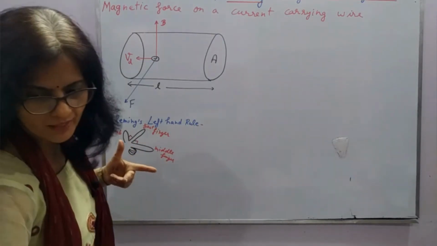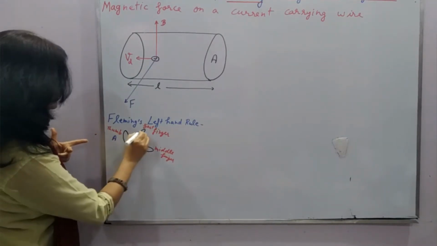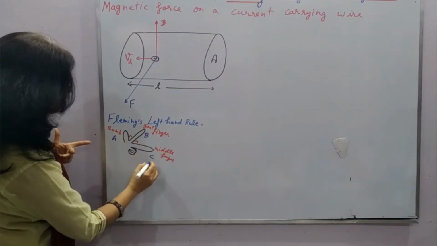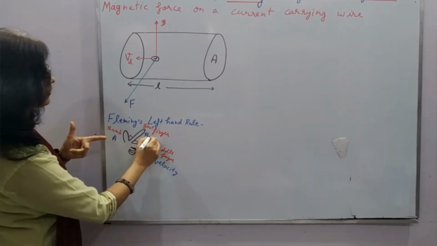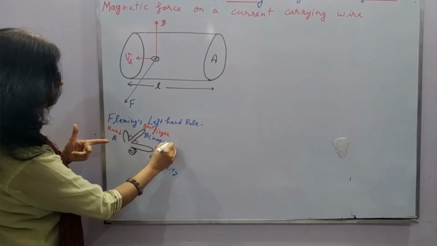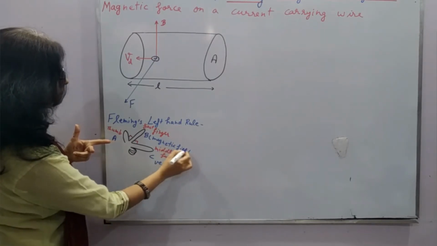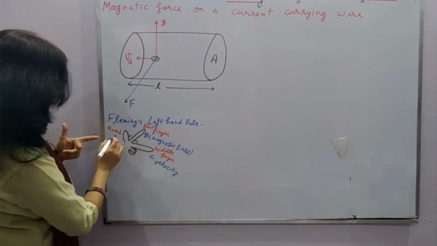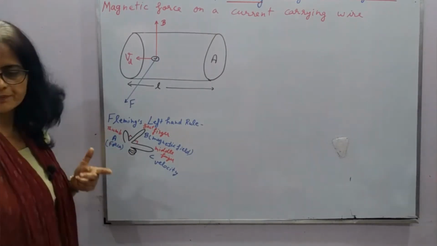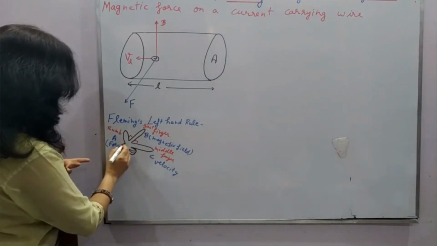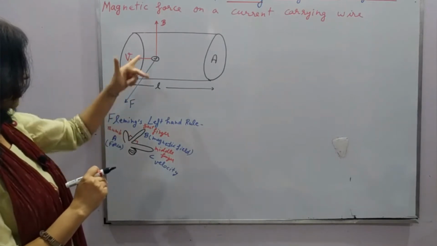So I generally mark this by ABC. This is A, B, C. C means the middle finger gives the velocity. This gives the magnetic field. And the thumb gives the force, right? So this is Fleming's left hand rule, right? So this is how we have calculated this.